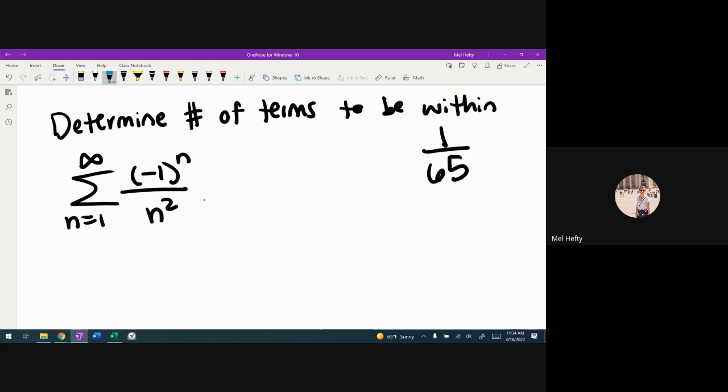Should we list out the terms together? What's the first term? -1. Is that small enough? All right, what's the next term? Is that small enough? What's the next term? Is it small enough? What's the next term? Is it small enough?